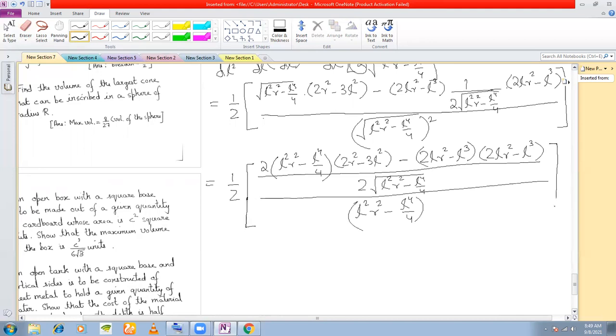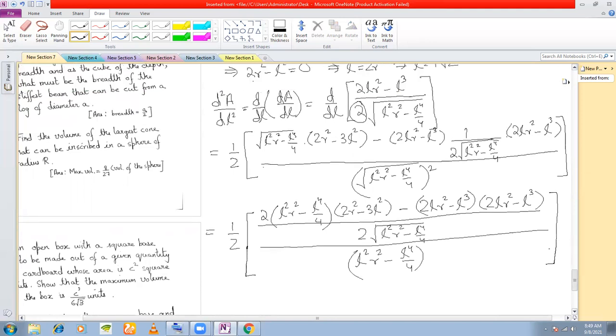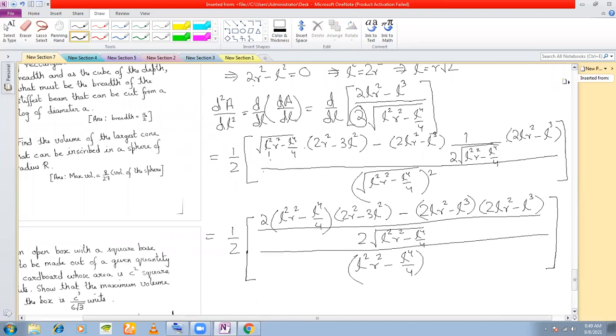So first one, what you did? Which one? 2 into L square R square minus L to the power 4 by 4, I've taken the LCM. You see this fraction here? I've taken the LCM so that when I multiply these two radicals, it gives you this. Yes, sir. Okay, that's what I've done.